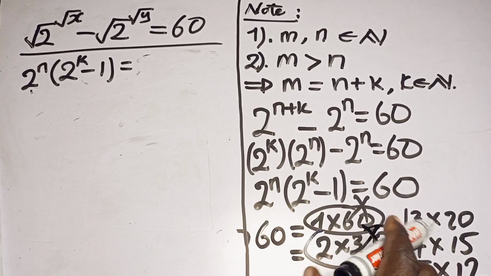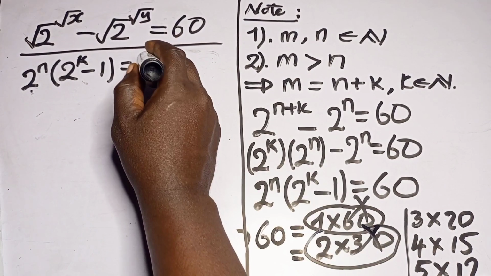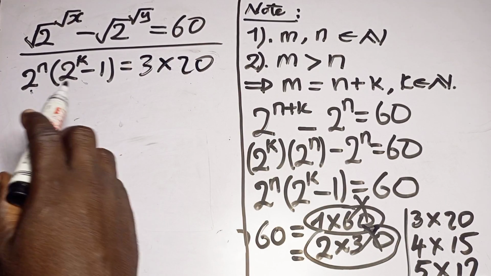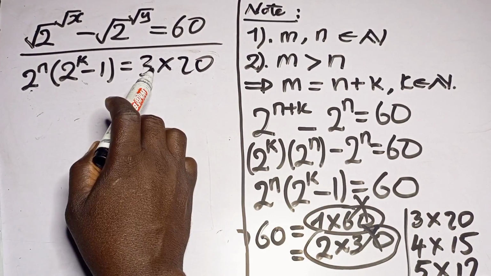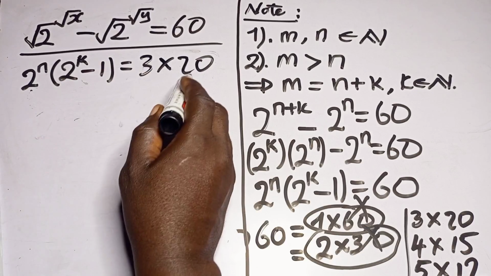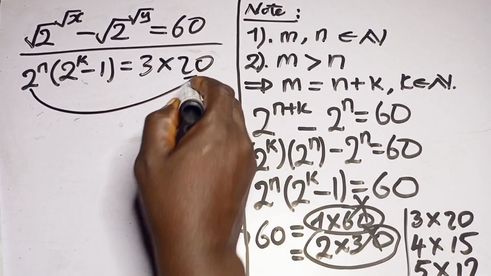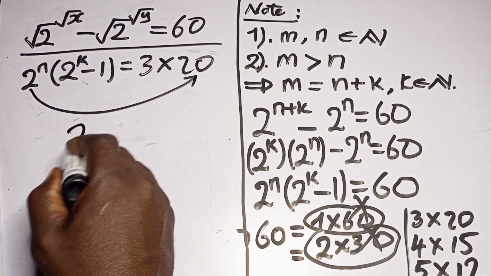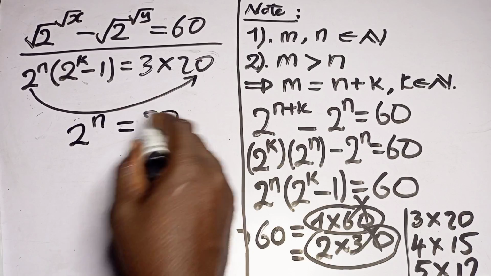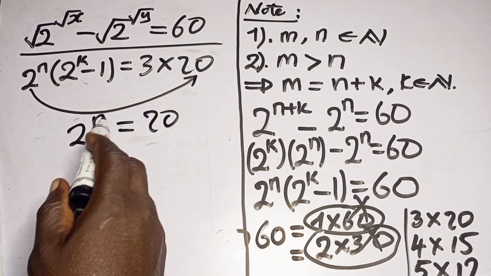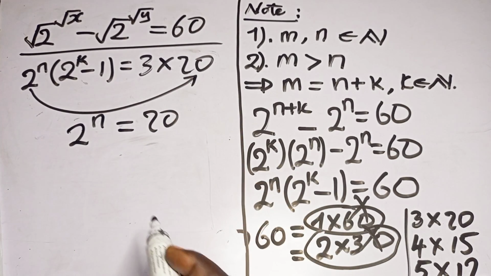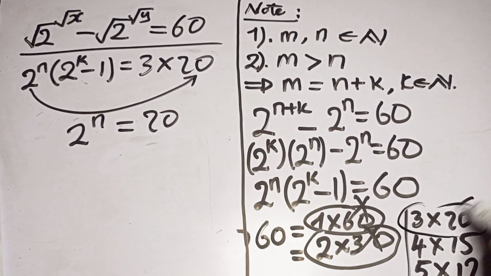Let's take the other one. 3 times 20. Again, one of the factors here must be even and the other one must be odd. So this even will go with this even. Again, 2 to the power n is 20. There is no power of 2 that will give us the result 20. There's no number to which if we raise 2 we will get 20. So that choice is cancelled.